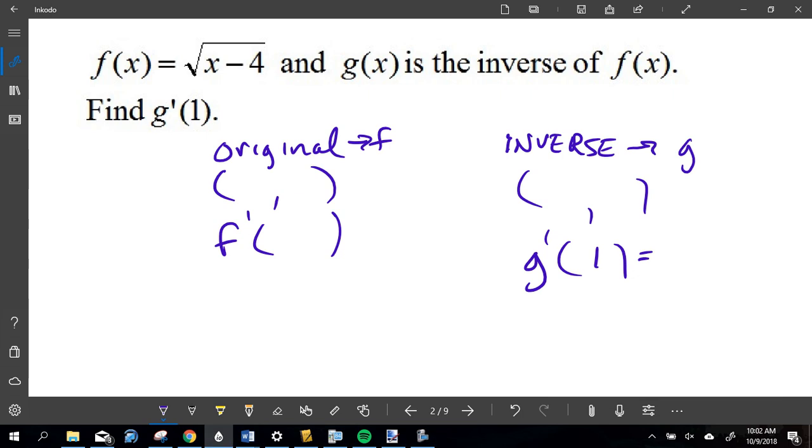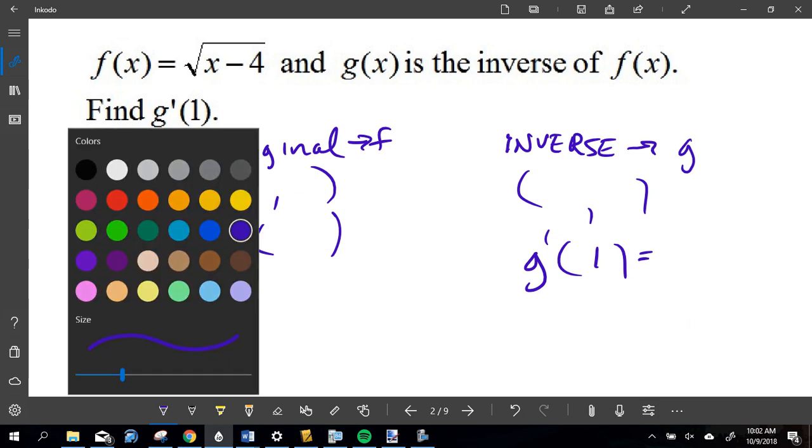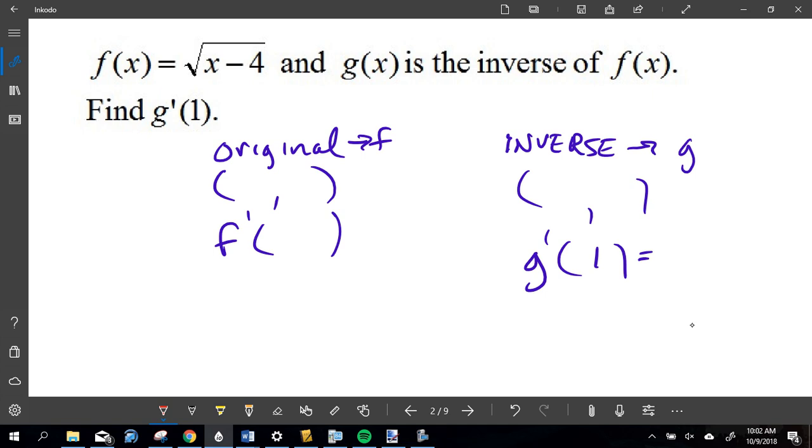Here we go. We are finding inverses. So the key to finding an inverse is setting it up correctly. I am trying to find G prime at 1. That's the ultimate goal. So if I'm finding G prime at 1, what do I know about my G ordered pair? X is 1 here.